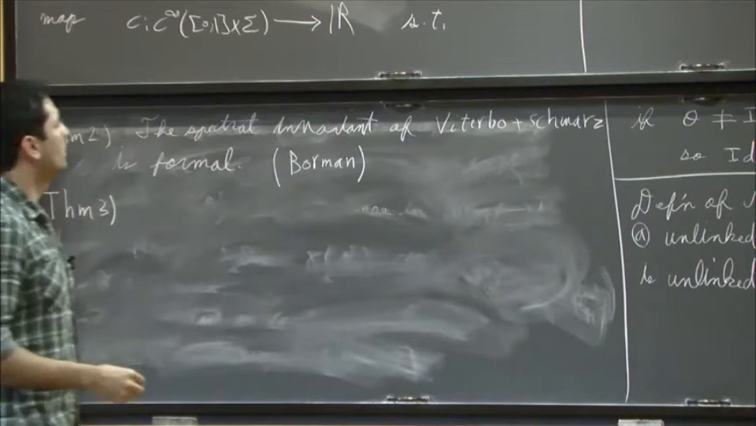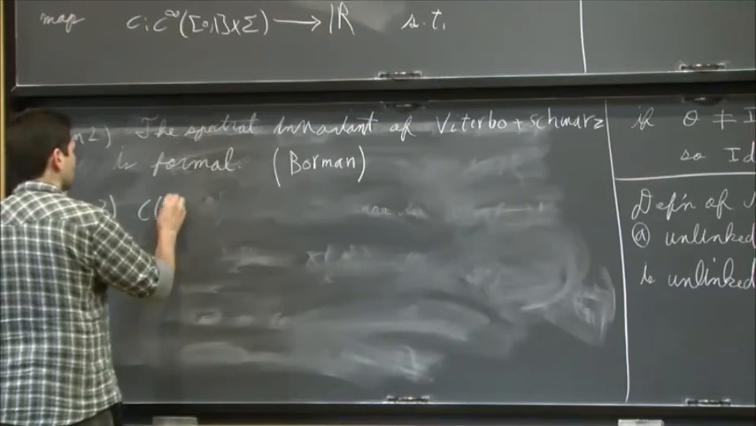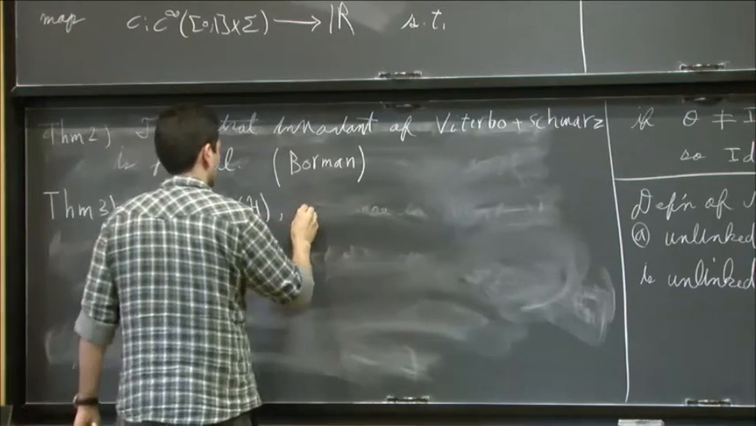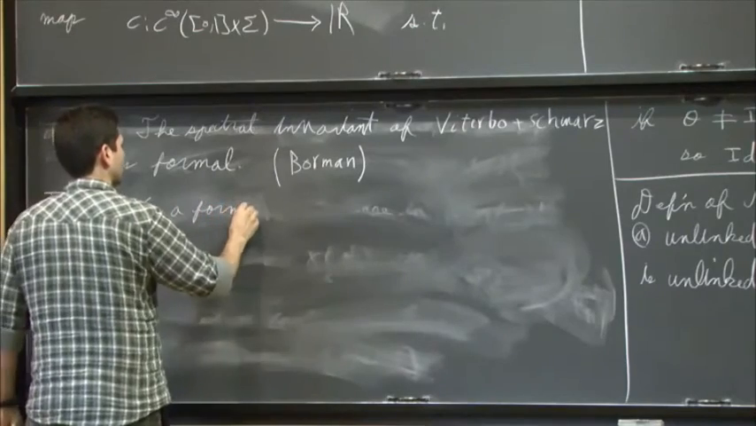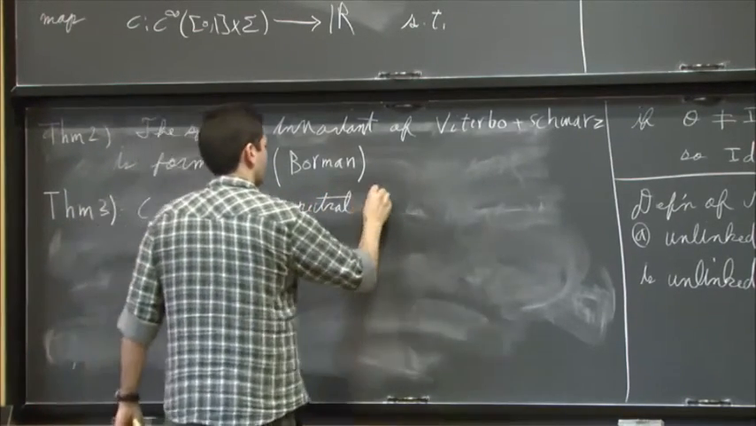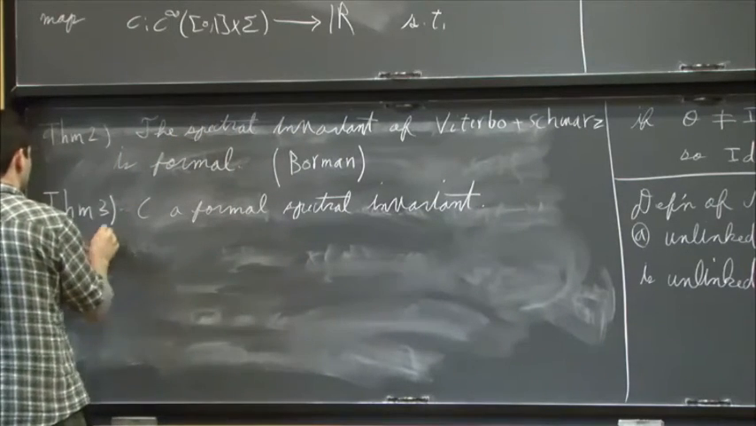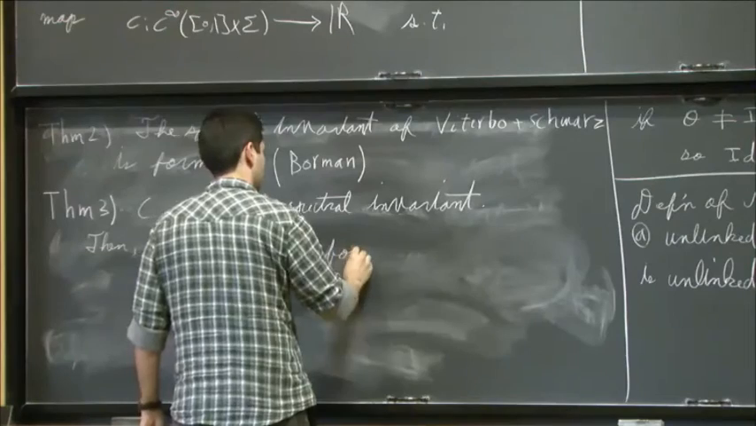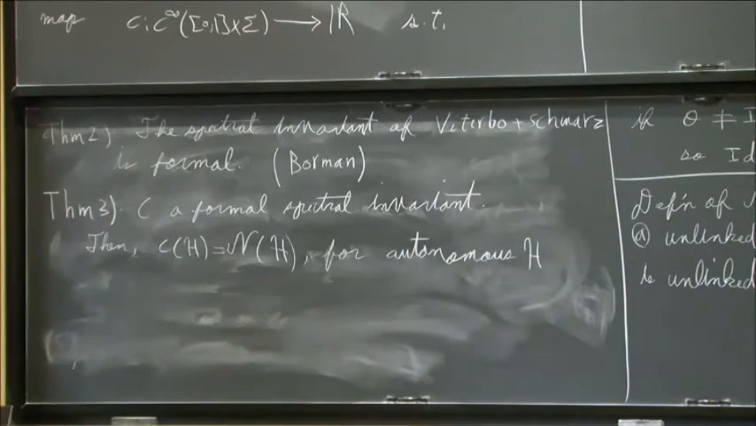So theorem three is that N of H equals C of H, for C a formal spectral invariant, so something that just satisfies these properties. Then we can show C of H equals N of H for autonomous H. So that kind of gives you the outline of the proof of how you get theorem one.